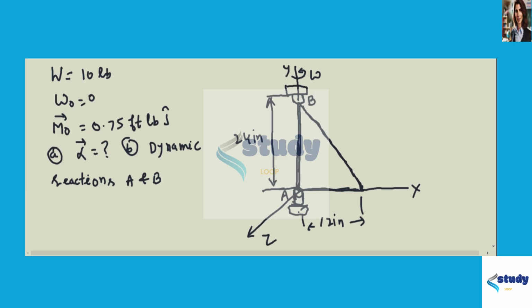We have to apply the concept of summation of forces must be equal to ma, and summation of torque about A point. Summation of moment of force about A point is equal to rate of change of angular momentum, H dot A in the frame Axyz, plus omega cross HA. So these two concepts we have to apply to solve it.